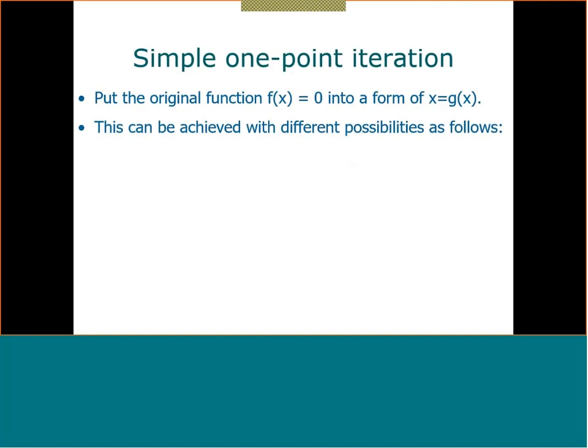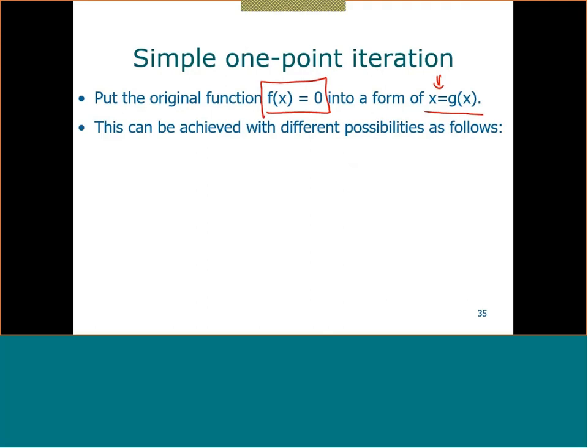So let's see this method. Now, in the previous method, we put everything in the format f of x is equal to 0. Now, we want to change the format into something different, that x is equal to g of x. Okay, so this is a different format. I need to play with the function so that I will put it in this format, not in that format.